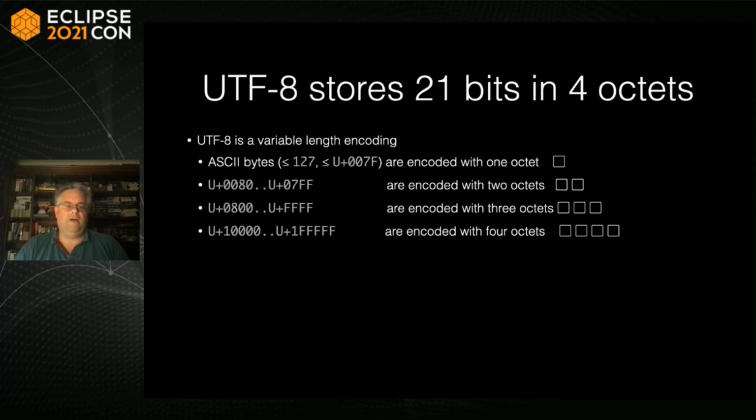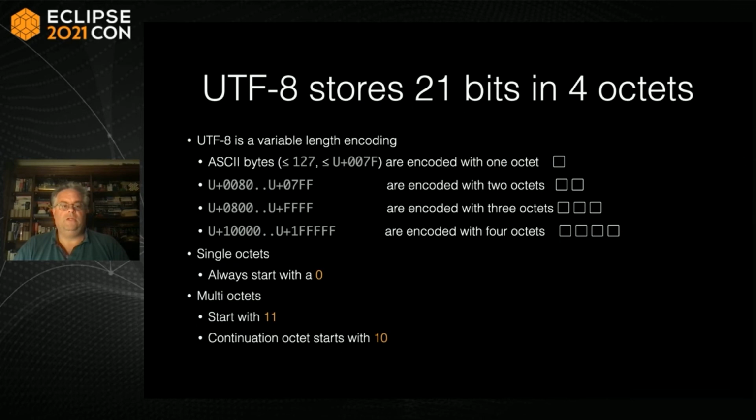Anything that's above that but below 0007FF will go into 2 octets. And some of the longer ones, including emojis, will then go into 4 octets. Now, the way that's encoded is when you have a single octet, they always start with a 0 bit, and therefore you can encode everything in ASCII in exactly the same way in UTF-8.